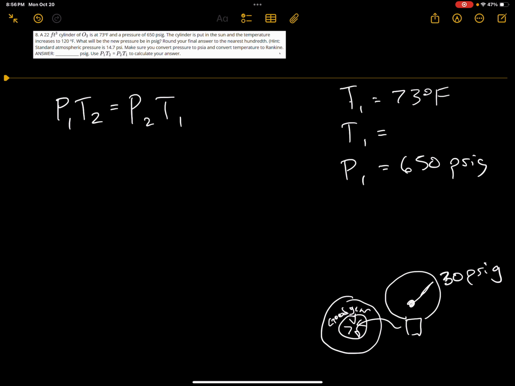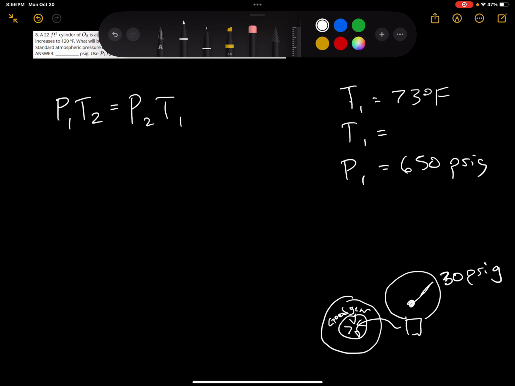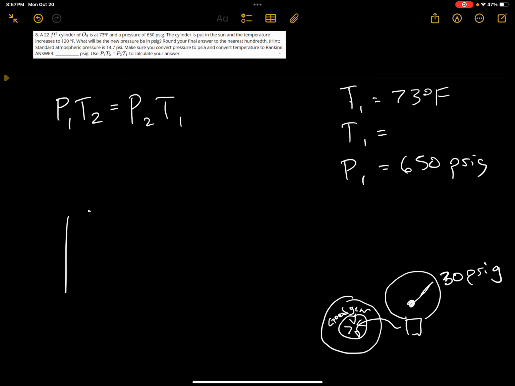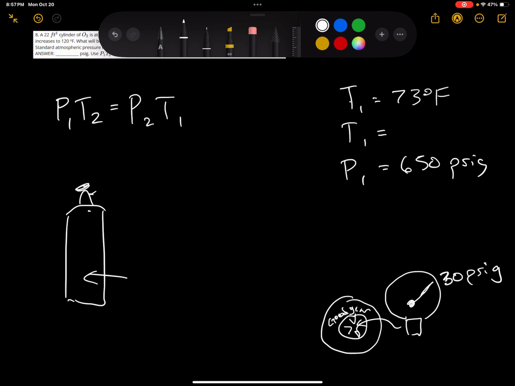So the 22-foot cube cylinder, what we have here is a cylinder. A cylinder is always going to have constant volume, because just like a welding cylinder or whatever type of cylinder it is, this is a metal cylinder and the volume of this is fixed. So the volume won't change. That's why we're not worrying about the volume in this problem.